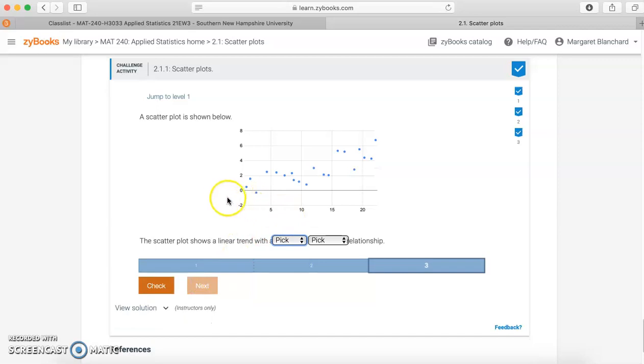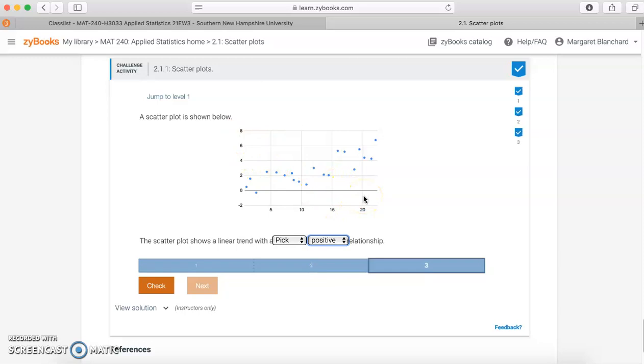Next, all right, the scatter plot shows a linear trend with a blank relationship. So we're looking to see if it's strong or weak, and we're looking to see if it's positive or negative. Well, first here, as we see as X is increasing, we see that Y is also increasing. So we know right off the bat, we're looking at a positive relationship. If it was angling down this way, that would be a negative relationship.